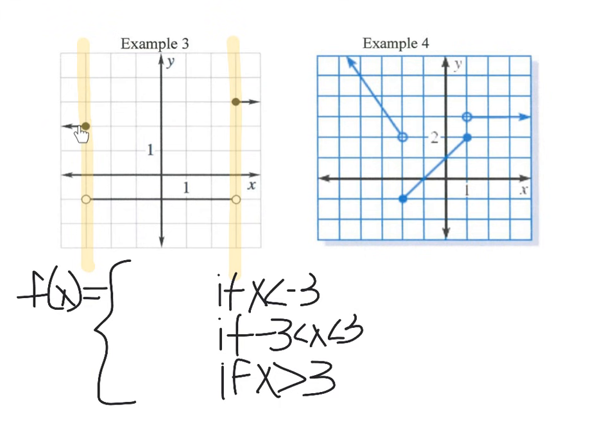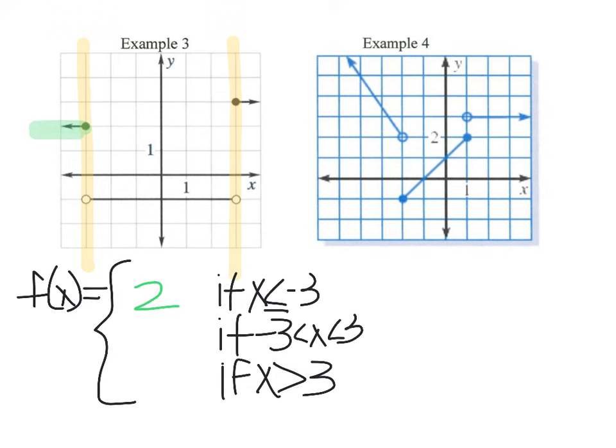And we know it's a horizontal line, so horizontal lines are always going to be y equals a number. So where would this cross the y-axis? This would cross the y-axis at +2. So the equation of this line is y equals 2. So the equation of this line right here would be y equals 2 if x is less than, and because it's a closed dot, we want to say less than or equal to -3, because that line has a closed dot.